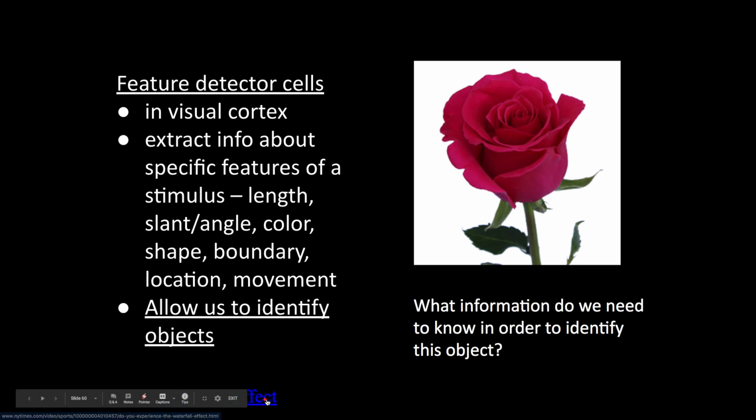If you think back to the waterfall effect, that was referring to the activity of movement feature detector cells. There are certain cells that specifically detect left-right movement and others that detect right-left movement. So in order to identify an object like this, think about what our feature detector cells would need to detect: the color, the shape, the boundary, the angle, the slant, in order for us to recognize this as a rose. And that's the job of the feature detector cells.